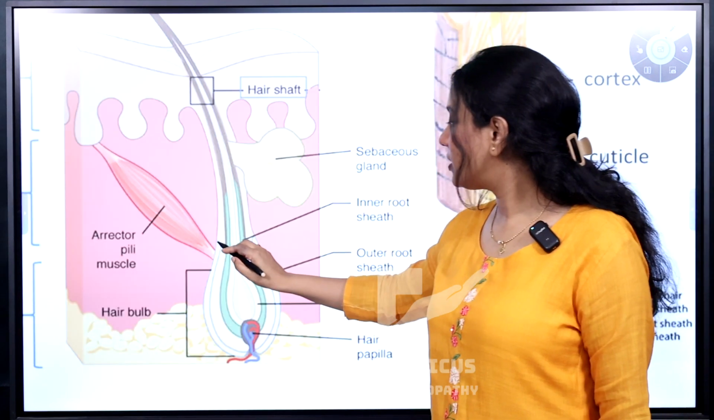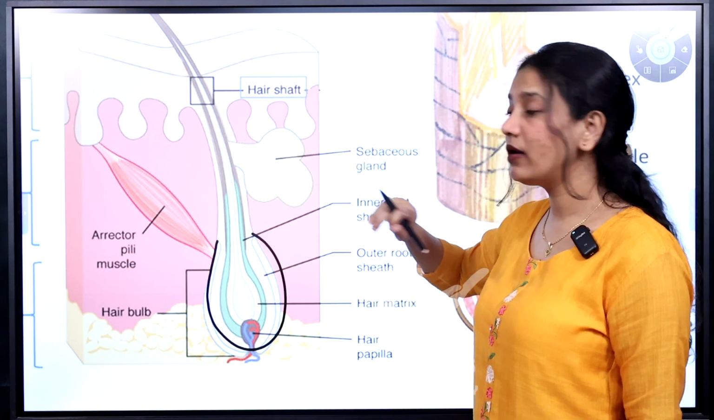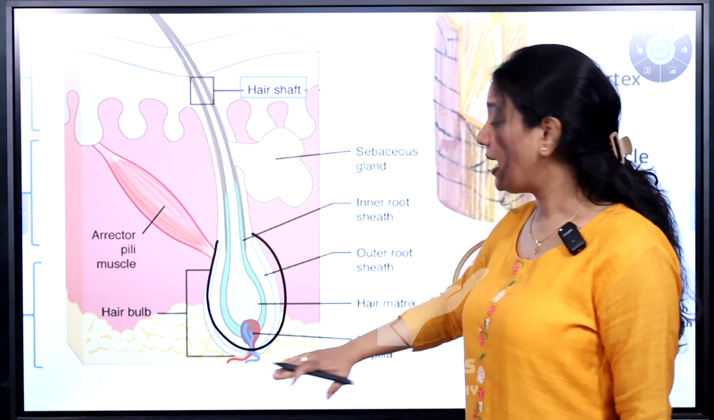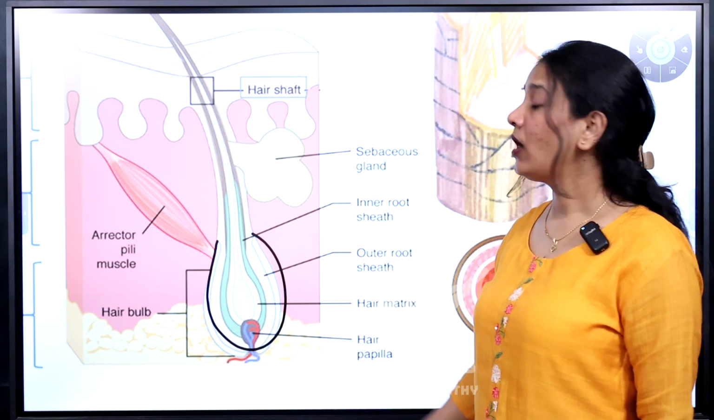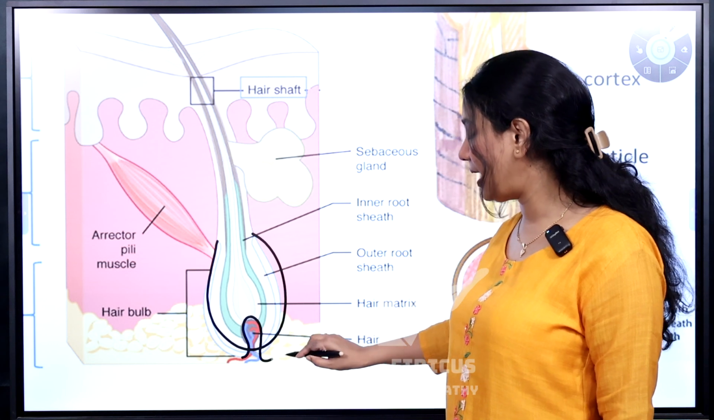As you can see in the picture, this is the hair follicle's root, and this is the epidermis layer, this is the dermis layer, and this is the hypodermis layer. In the dermis layer itself, you will have the blood supply.